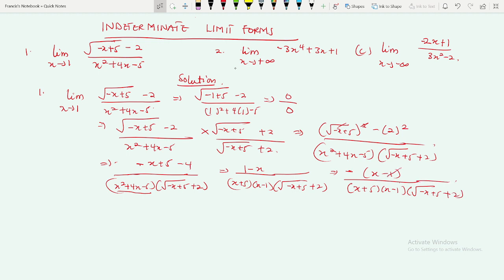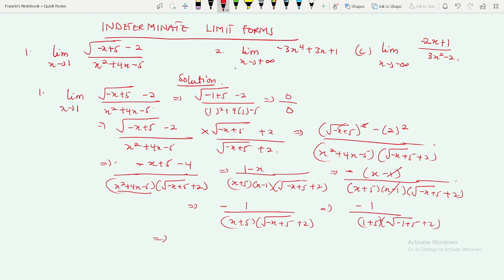So here I can cancel this and this out, and I'll be left with negative 1 over the expression x plus 5 multiplying the square root of negative x plus 5 plus 2. At this point, I can put my 1 inside, and I'm getting negative 1 over the expression 1 plus 5 multiplying negative square root of negative 1 plus 5 plus 2, right?